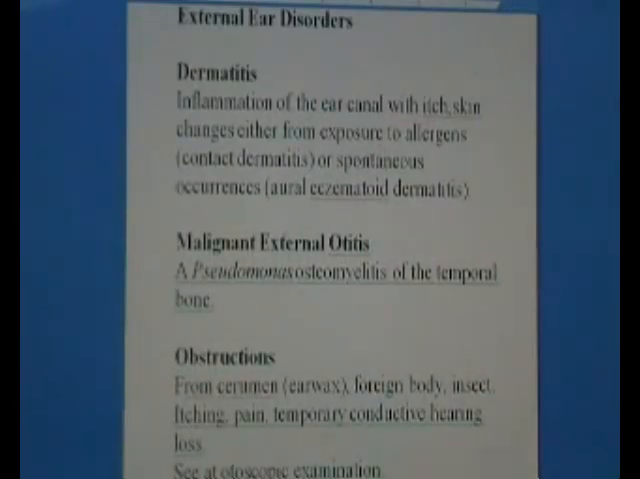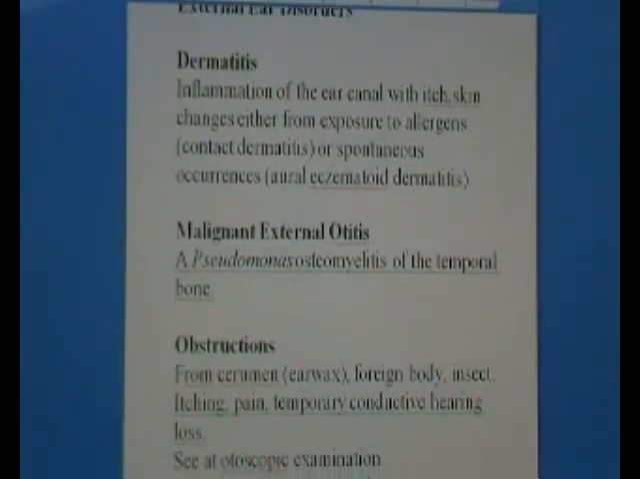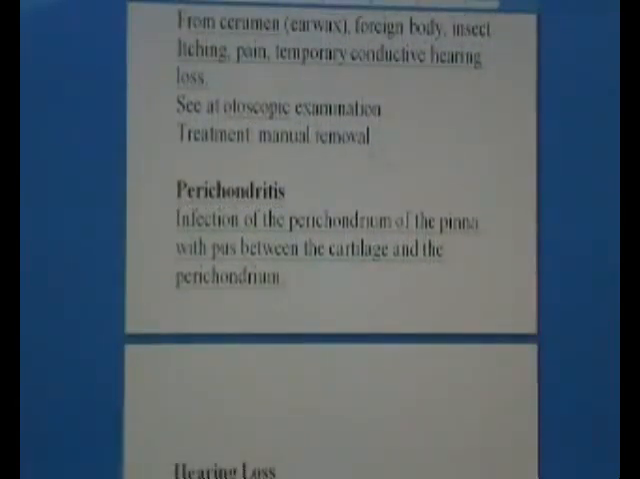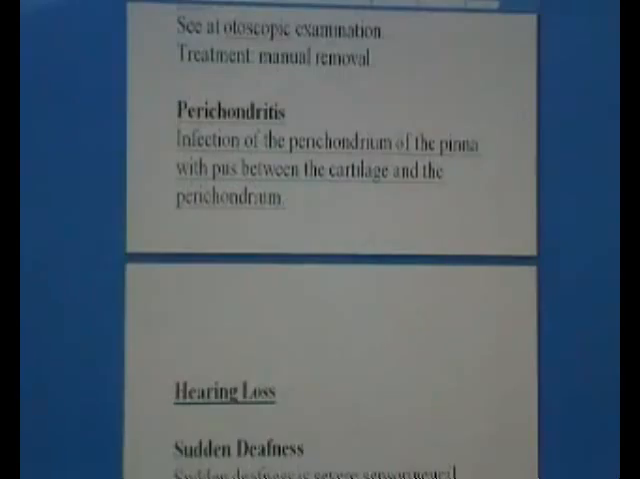Other external ear problems: obstructions from wax, got to get the wax out; foreign body, yes, children, insects, buzzing noise driving them crazy. Got to extract or remove the insect to get a very grateful patient. Use otoscopic examination. Perichondritis, inflammation of the perichondrium of the pinna, the cartilage, can be pus there, needs to be drained.